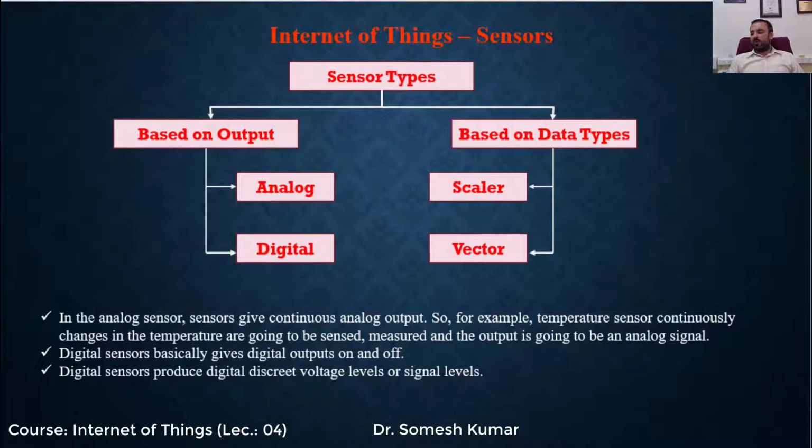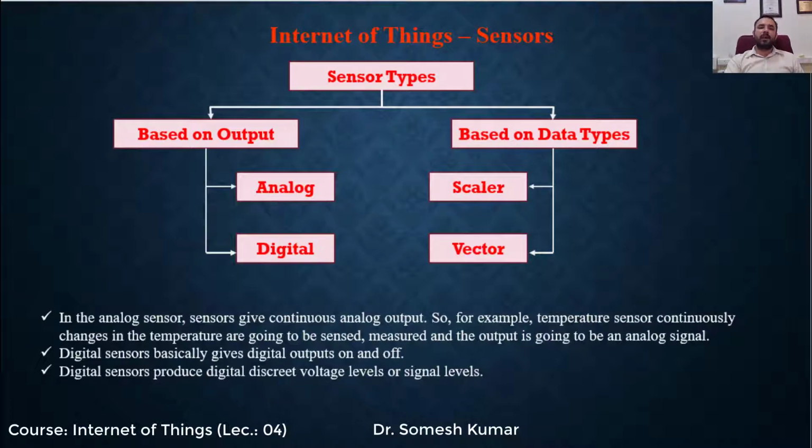Now the sensor types. Basically the sensors are divided into two categories. First, based on the output, second, based on the data type. Based on the output, what type of output it gives: it can give two types of output, analog or digital. So based on the output, sensors can be called analog sensors or digital sensors. While based on the data type, the sensors can be classified as scalar sensors or vector sensors. The analog and digital terms you all know.